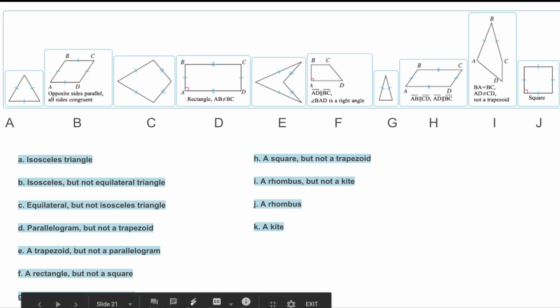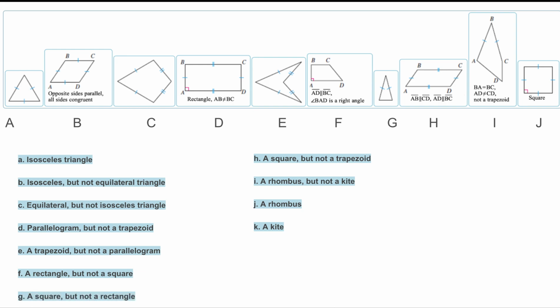Make sense? How about G? A square, but not a rectangle. Can a square not be a rectangle? We know that every square is a rectangle, so there is no such thing, right? How about H? A square, but not a trapezoid. What do you think?